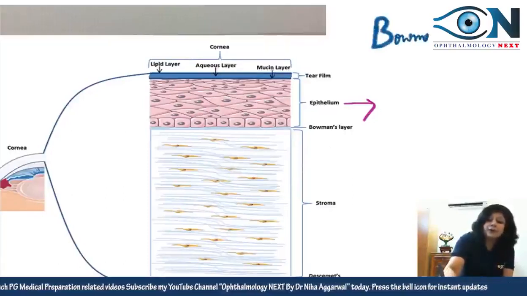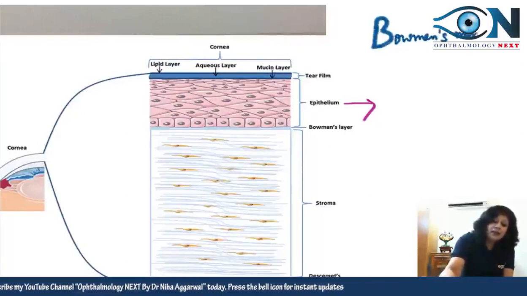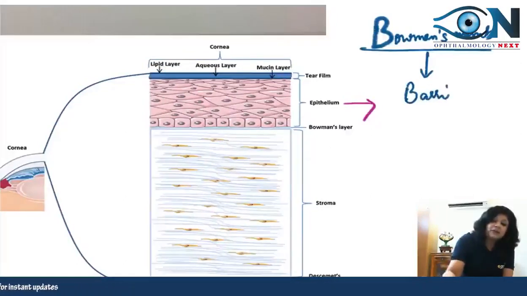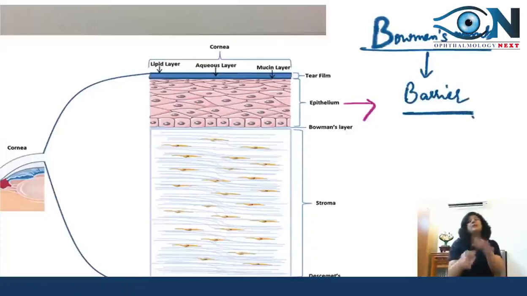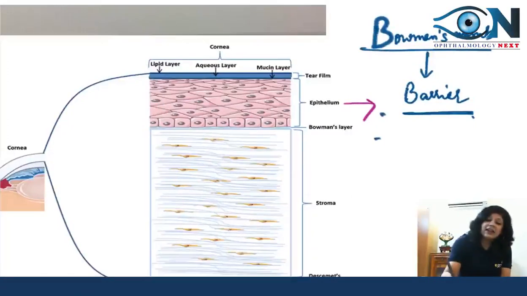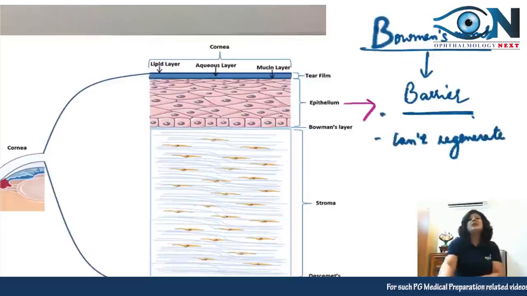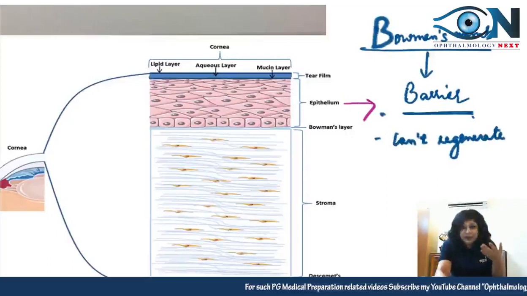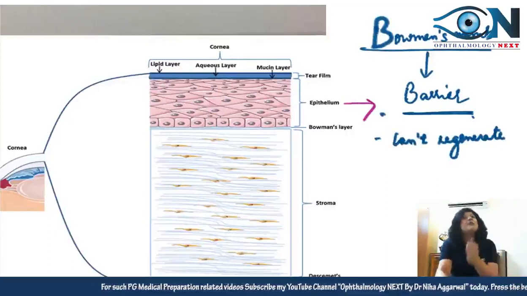B for Bowman's membrane, right? This is actually acting as a B for barrier. So this is acting as a barrier and it is not letting the fluid pass from the epithelium to the stroma, and it cannot regenerate. So I think this we have discussed so many times in the classes that it is Bowman, it is bowing his head because it cannot regenerate.